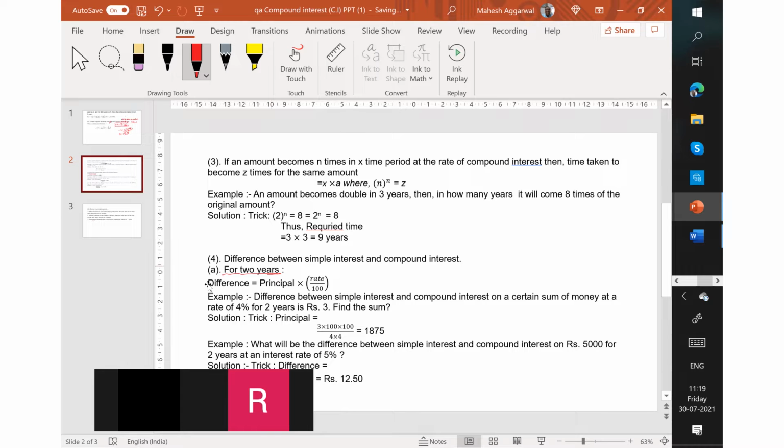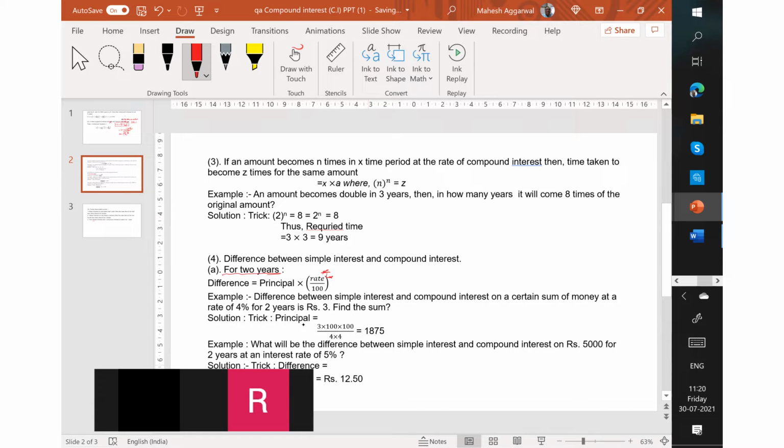And the formula here is very, very simple. And that is shown on your screen. There is a mistake here in writing. This is that the difference between the simple interest and compound interest is equal to principal into (rate by 100) square. This is square, children. Okay. This is raised to power 2. Okay. So we'll do this question.